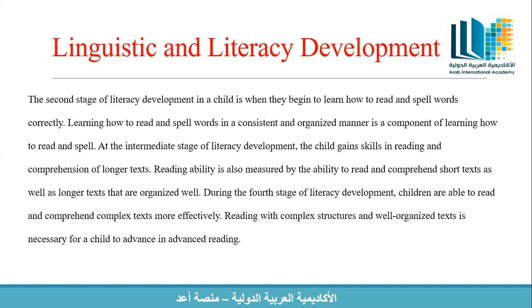Reading ability is also measured by the ability to read and comprehend short texts as well as texts that are well organized. During the fourth stage of literacy development, children are able to read and comprehend complex texts more effectively. So here, their ability to read longer, more complicated texts is improving and enhancing. Reading with complex structures and well-organized texts is necessary for a child to advance in advanced reading.